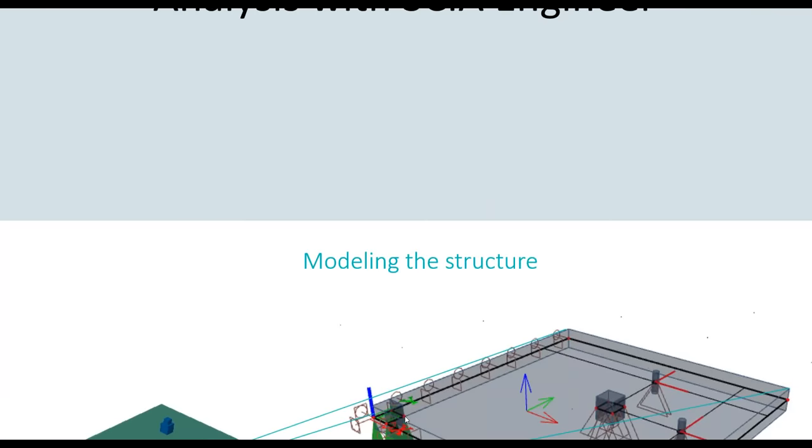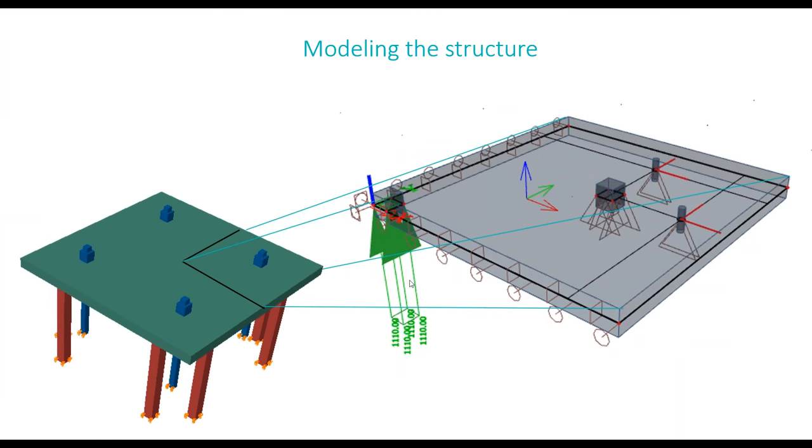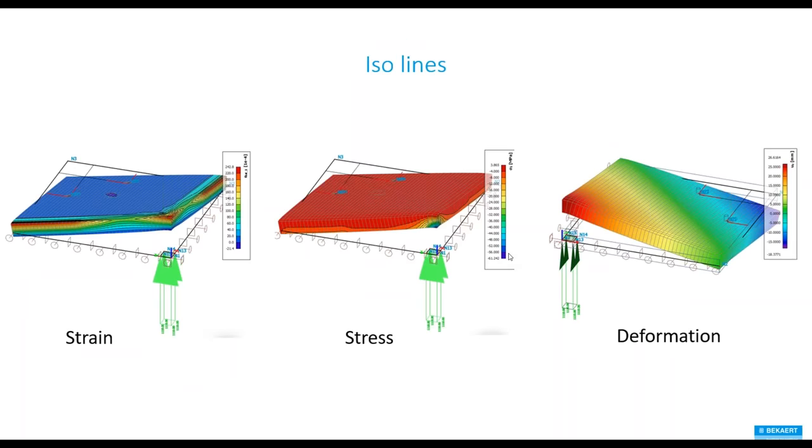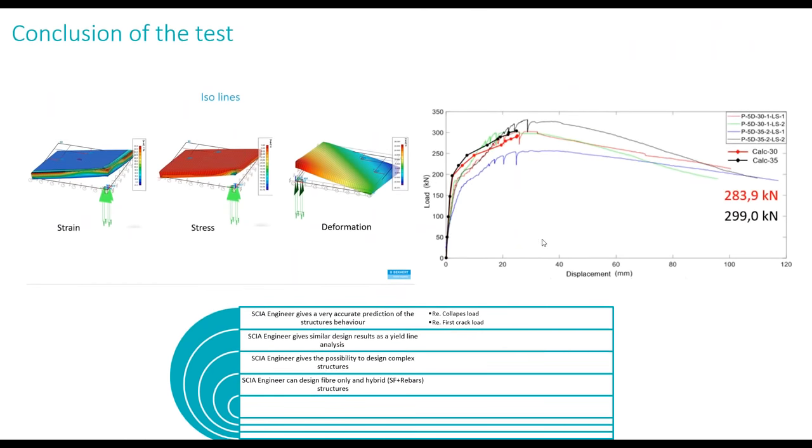What we did in collaboration with Bekaert, we made the same model, but we picked a quarter of it. So this is the quarter of the model, and this is the location where the hydraulic jack should participate. We made that model and calculated the result. The conclusion of that kind of benchmarking is this is the result from SCIA Engineer, and as you can see, it's quite close to the calculation which was made by the researcher at the university.